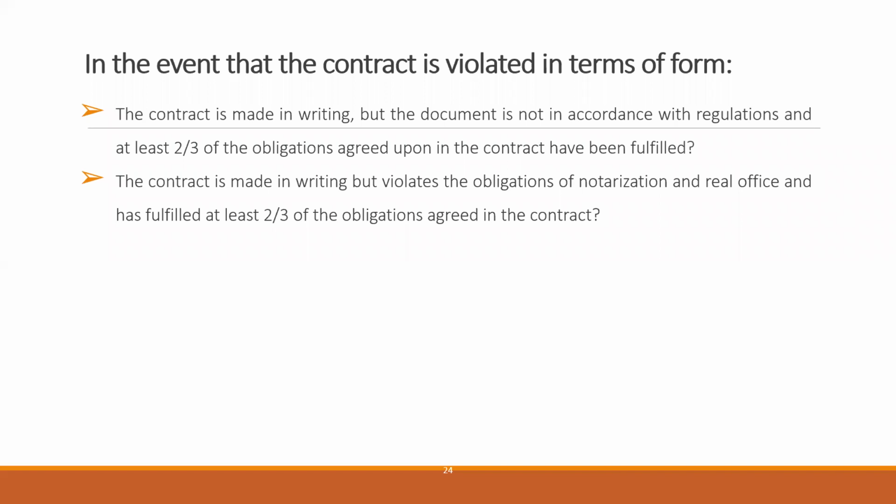In the event that a contract is violated in terms of form: the contract is made in writing, but the document is not in accordance with regulation, and at least 2/3 of the obligations agreed upon in the contract have been fulfilled. Second, the contract is made in writing but violates the obligation of notarization or certification and has fulfilled at least 2/3 of the obligations agreed in the contract.